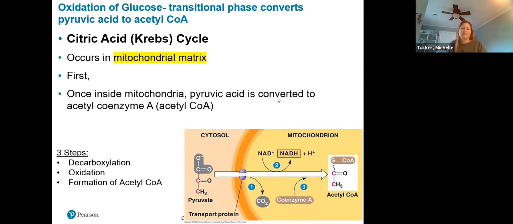Okay, so we have pyruvate, which is the same thing as pyruvic acid. 2 names, we're getting used to that, right? And it is 3 carbons. It needs to get transported by this transport protein into the mitochondria so it can enter the Krebs cycle. The first thing that happens is that it is decarboxylated. It loses a CO2. And the reason why is because the Krebs cycle works on even numbers.